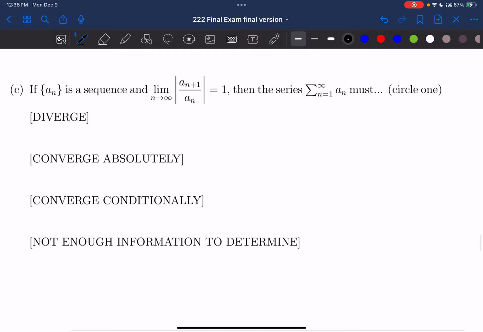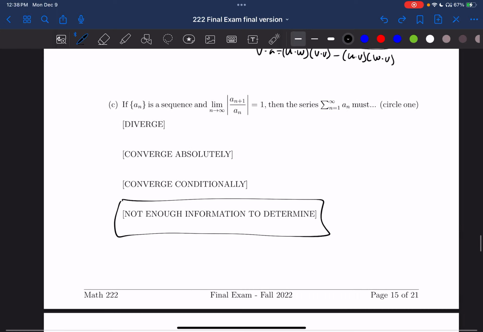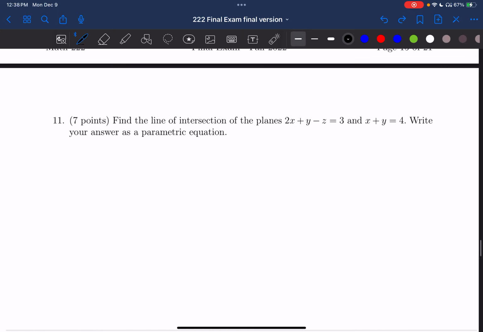If a_n is a sequence and the limit of this is equal to 1, the series must, well, if it's equal to 1 by the ratio test, we don't know if it's convergent. It's inconclusive by the ratio test, and this is the ratio test, so this one's pretty basic.